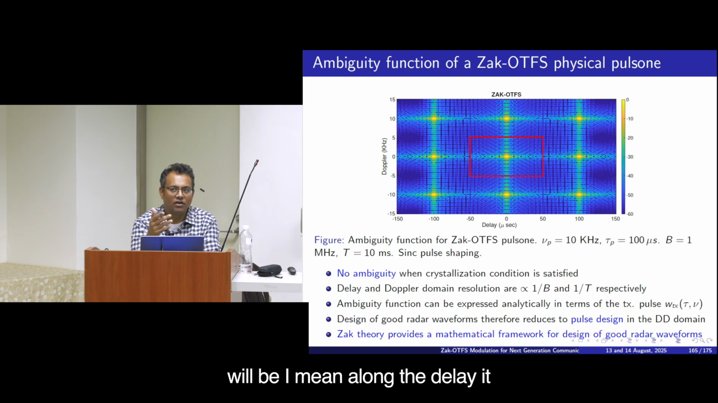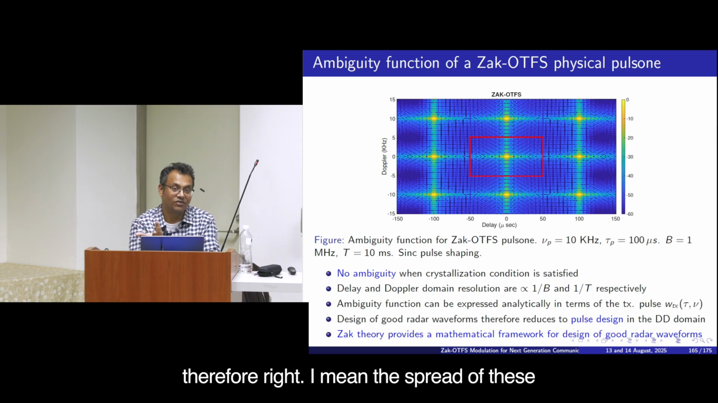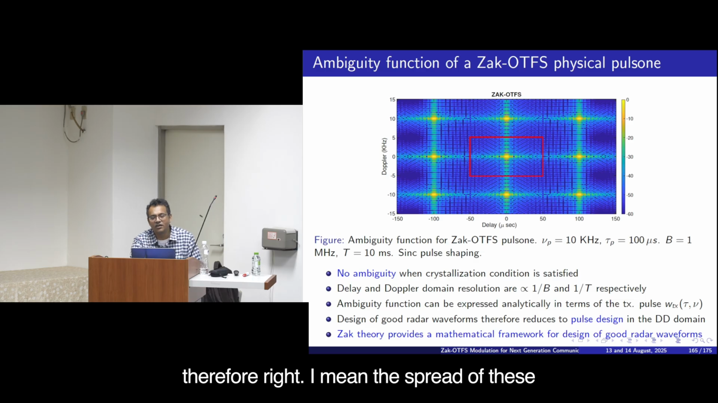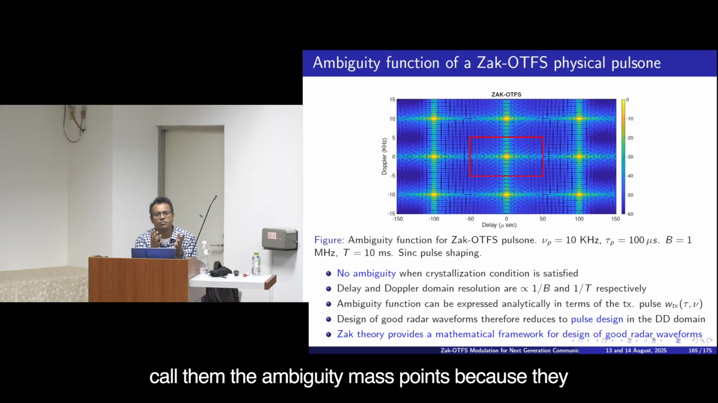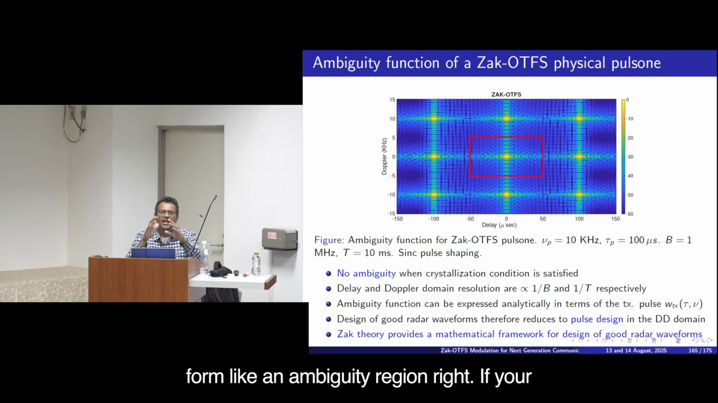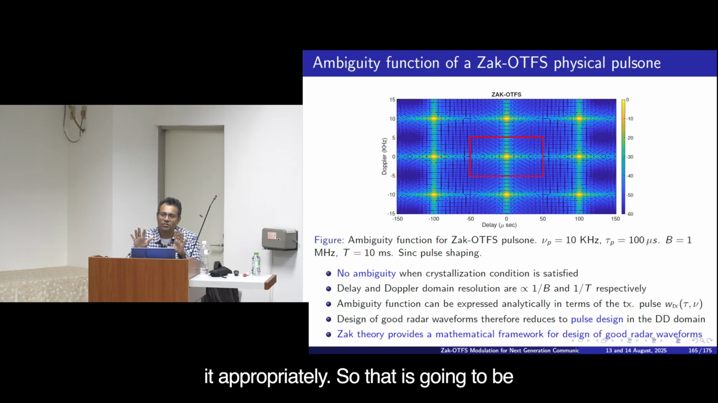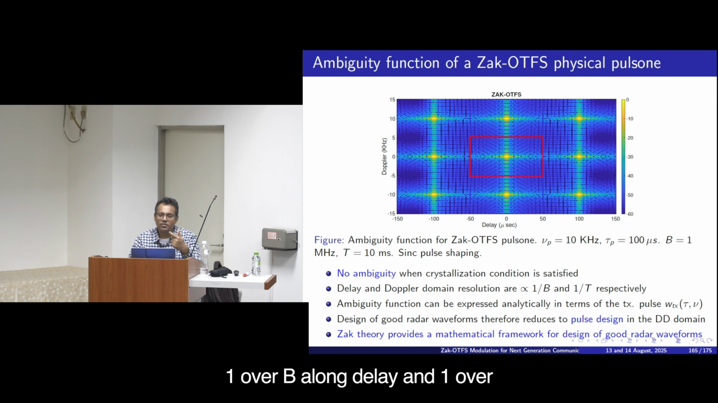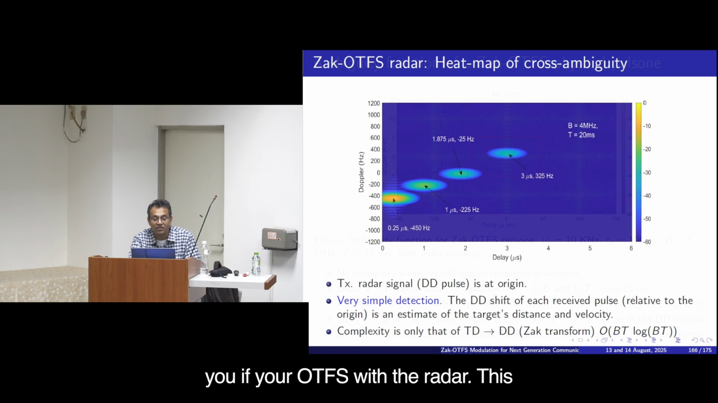Along the delay it will be roughly 1 over B or something like that, along Doppler 1 over capital T. That in fact is the resolution, therefore. I call them the ambiguity mass points, because they form like an ambiguity region. If your target delay and Doppler shift is within that ambiguity, you can't estimate it appropriately. So, that is going to be 1 over B along delay and 1 over T along the Doppler. That is basically the resolution of your radar, if you use OTFS as the radar.